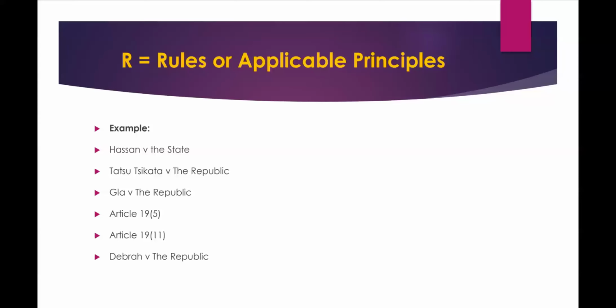Example: 1, Hassan versus the State. 2, Chachuchi Carter versus the Republic. 3, Gla versus the Republic. 4, Article 19, subsection 5. 5, Article 19, subsection 11. And 6, Deborah versus the Republic. Good. Please, if you look at it carefully, I have started answering the question, crime and morality.